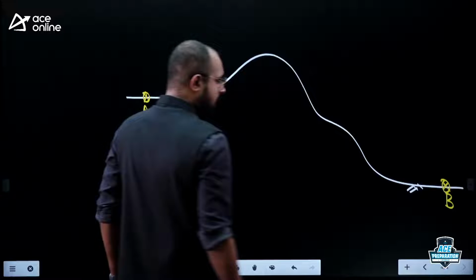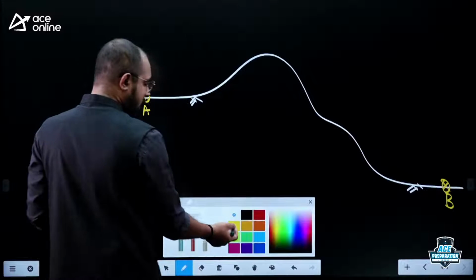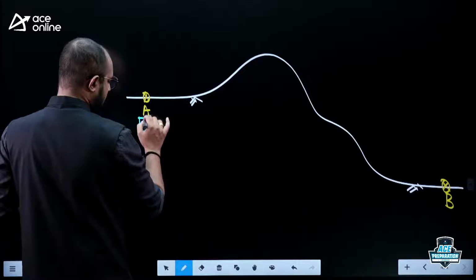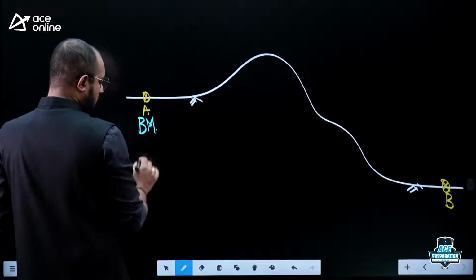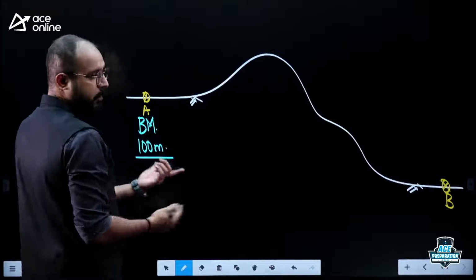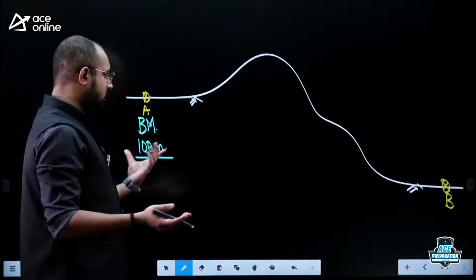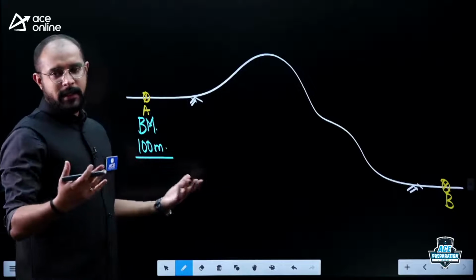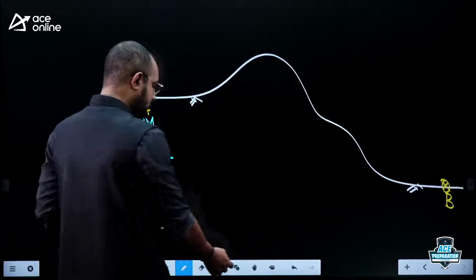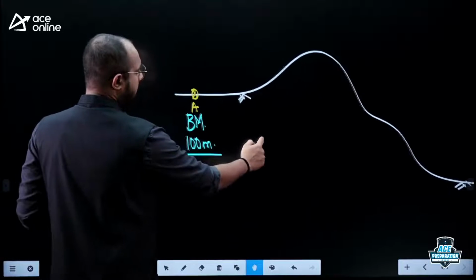Now remember, all leveling work will always start from a benchmark only. So what is meant by a benchmark? A benchmark is nothing but a point of known elevation. The teacher will say take that particular point A as a benchmark of 100 meter elevation. Once you have this information, immediately what do you do?